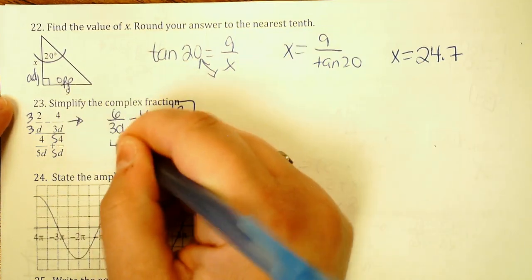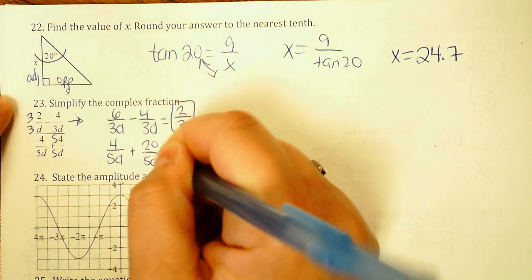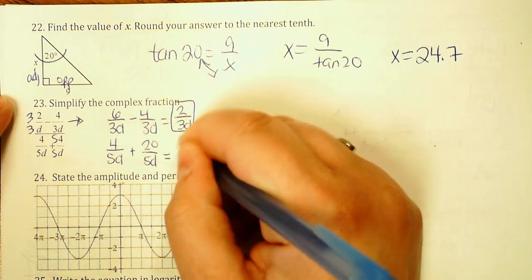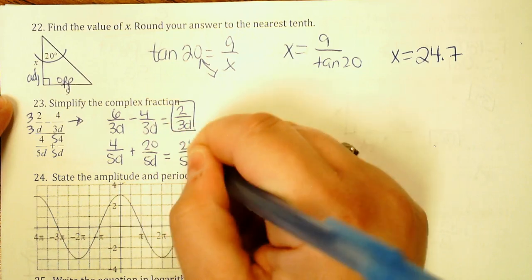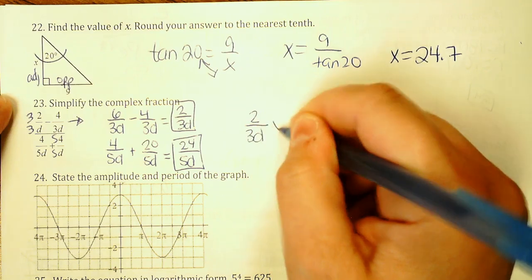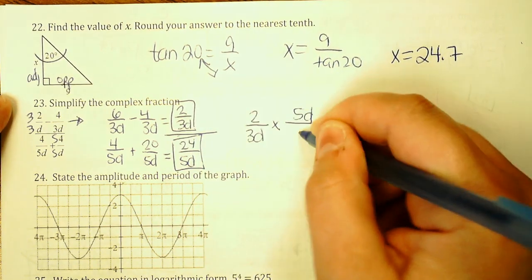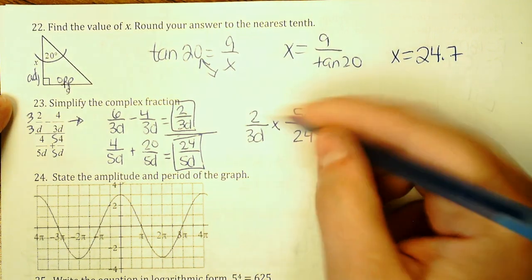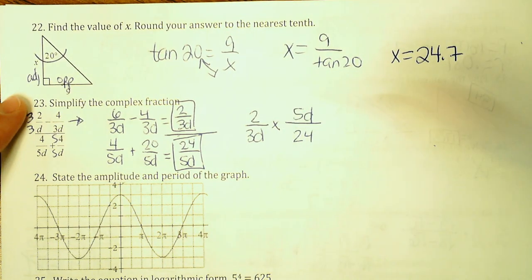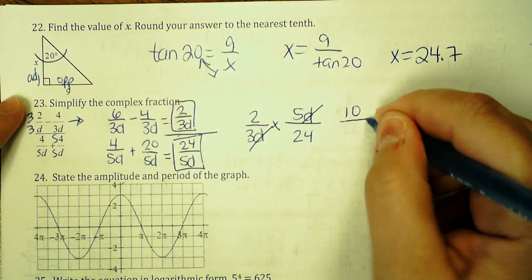The bottom, 5 top and bottom here. This is going to give you 4 over 5d plus 20 over 5d. And this will be 24 over 5d. That's the denominator. So I'm going to keep the 2 over 3d, change this division symbol to multiplication, and flip this over.